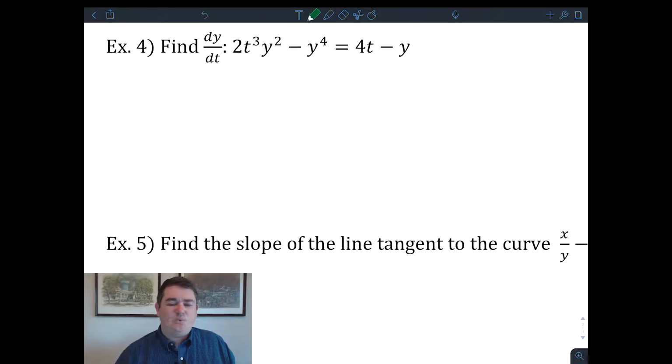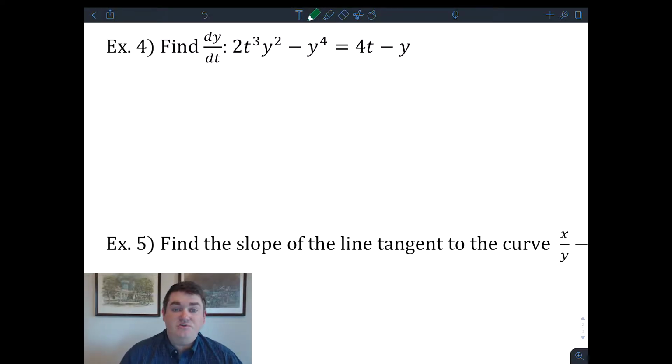Example 4 says, find dy dt. So take the derivative of y with respect to t. So what that means is anytime I take the derivative of a variable that's not a t, I need to tack on that differential piece. And when I look at this, just planning ahead, I see this 2t cubed y squared. I know I'm going to need the product rule for that. So let's tread carefully here.